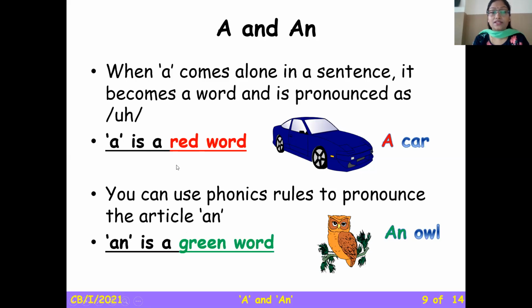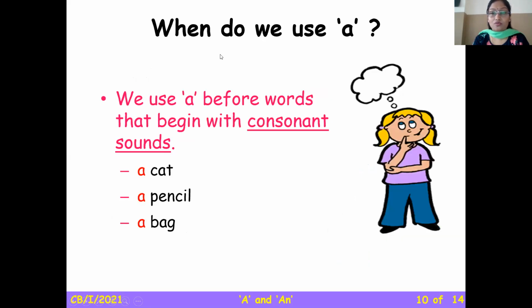Correct. So a is a red word, a car. But we will use the phonics rule for an. An is a green word because it's using the phonics rule. Now, when do we use a? We use a before words that begin with consonant sounds. So you understood why I was telling consonant and vowels? Yes. So we'll see the examples.